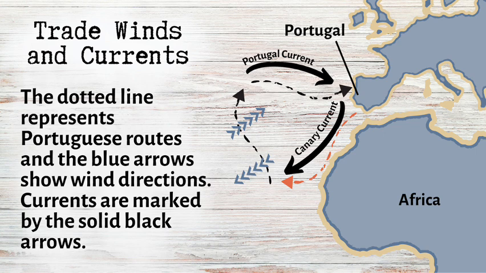Though it was longer in distance, this route was much faster than trying to fight the Canary Current along the west coast of Africa. This is just one example of a specific use of currents and trade winds, but there are others in Asia and in the Americas as well.